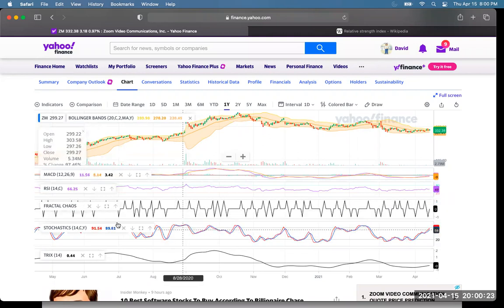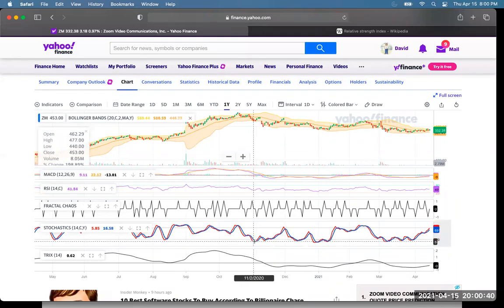I don't know what fractal chaos was, but I couldn't remove it from the graph, so it's still there. Stochastics. Again, it's a sign when it's high, that means it's overbought. When it's low, typically below about 30, this one is 20 and 80, it means it's oversold. So when it's high, you should look to sell it. When it's low, you should look to buy the security.